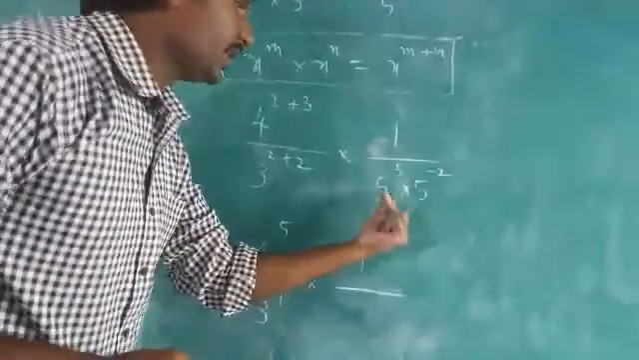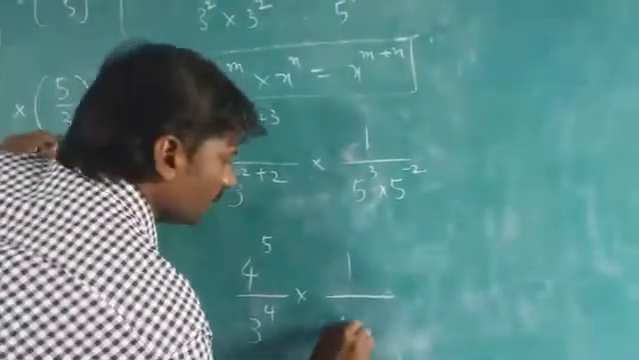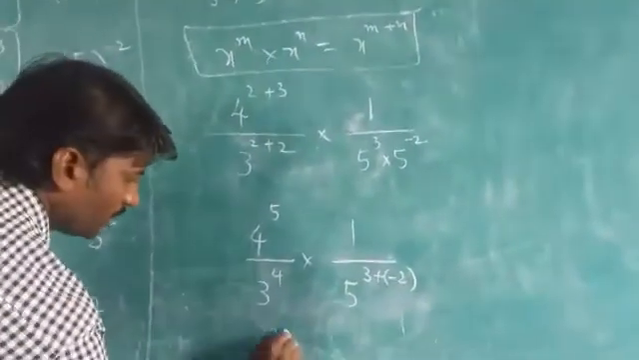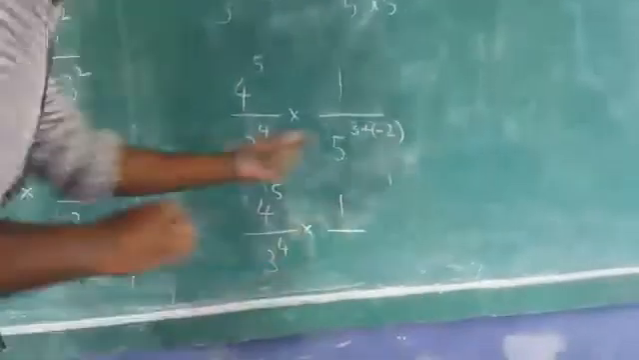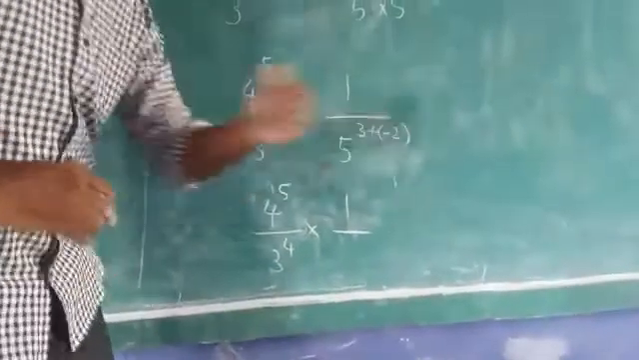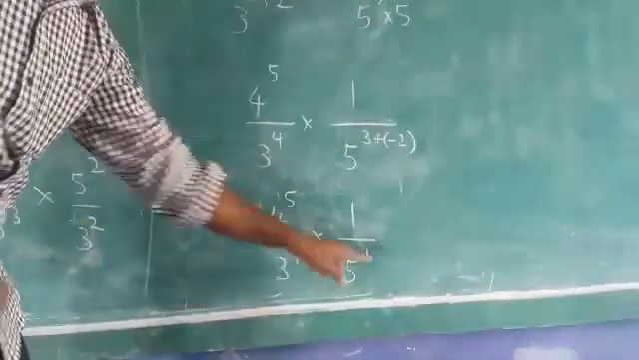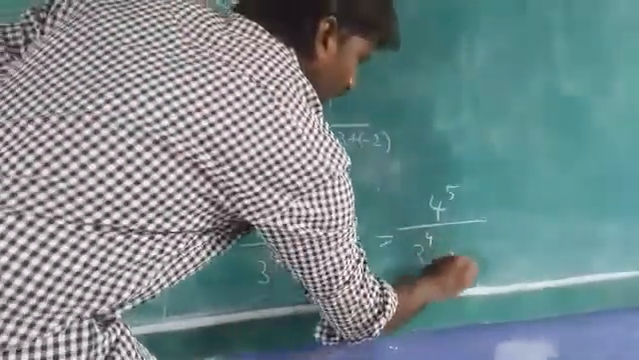Now 4 to the power of 2 plus 3 is 5, on 3 to the power of 4, into here use the formula again, x to the power of m into x to the power of n, x to the power of m plus n, but here we will get 3 plus minus 2. Therefore, here 4 to the power of 5 on 3 to the power of 4 into 5 to the power of 1, 3 minus 2 is 1. So at last your answer is 4 to the power of 5 on 3 to the power of 4 into 5. This is your textbook answer.